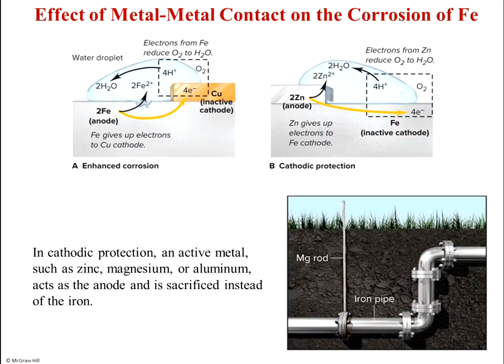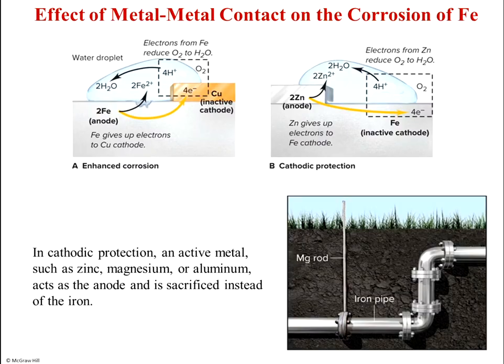This can be used to our advantage. So in the presence of copper, this is a problem. And typically, if copper and iron have to be met, they'll put a rubber barrier or a gasket between the two so the metals do not come into contact electrically. But we can also use this as a way of keeping the iron intact.